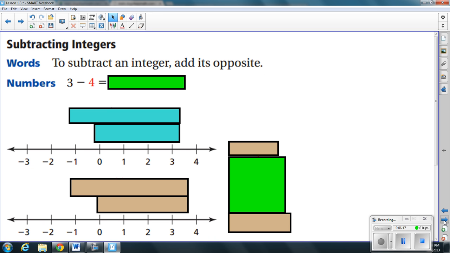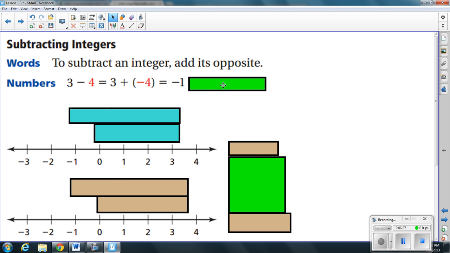To subtract an integer means adding its opposite. So 3 minus 4 is the same as 3 plus negative 4. Right, and the solution would be negative 1. Think about 1.2. My signs are different. So since they're different signs, I would take the absolute value of both of these numbers and do 4 minus 3 to get 1. And then I take the sign of the larger absolute value.